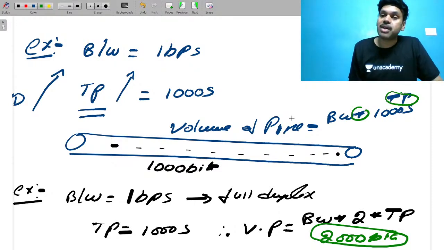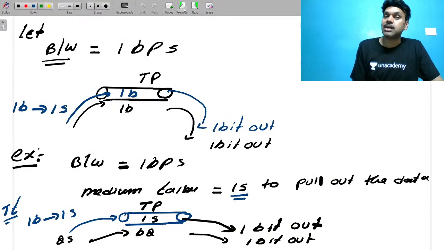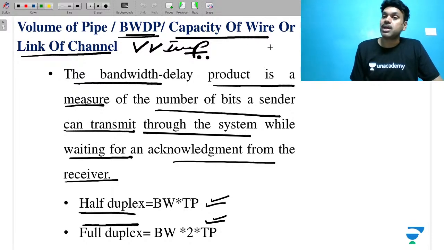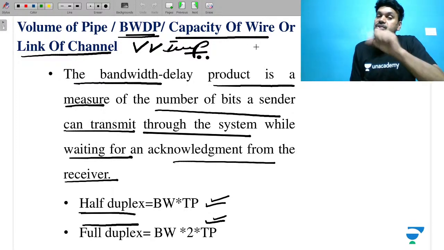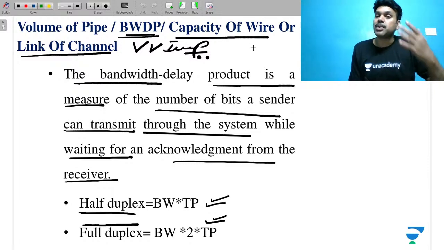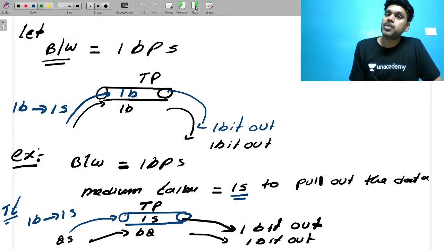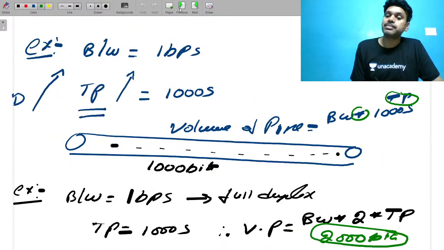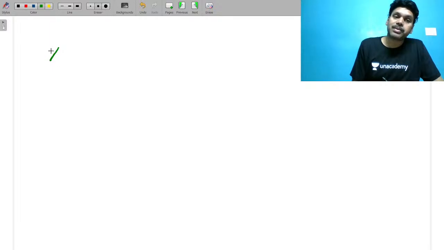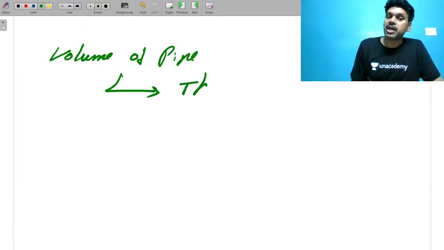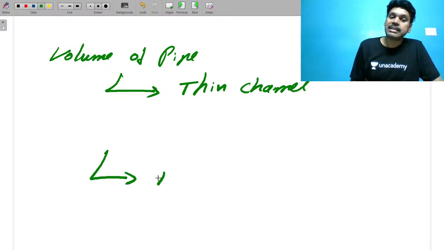Well, my dear friends, this is how you can measure the capacity of the link. That's very important. The capacity of the link, also called how many bits you can fit in the channel, also called bandwidth delay product, also called the volume of your pipe. Let me conclude. There are two kinds of pipe volume. One is the thin channel. The other one is the thick channel.